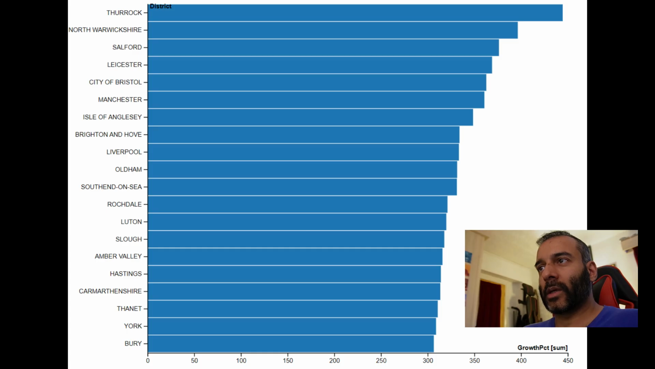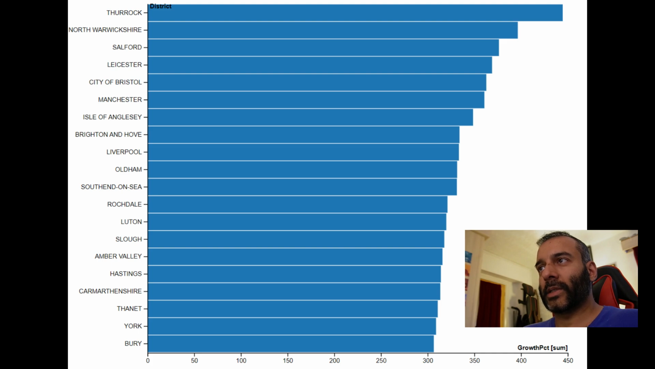If you look further down the chart, you can see how quickly the growth starts to drop off. Even within the top performing areas, there's a noticeable gap between the very top districts and the rest. That tells us that a number of these areas are pulling ahead much faster than others, and that creates a widening gap in the market.